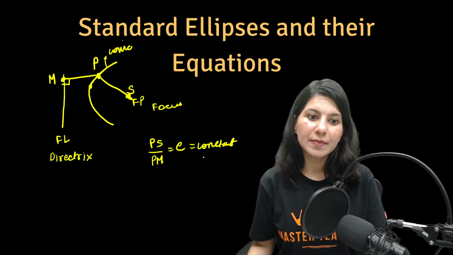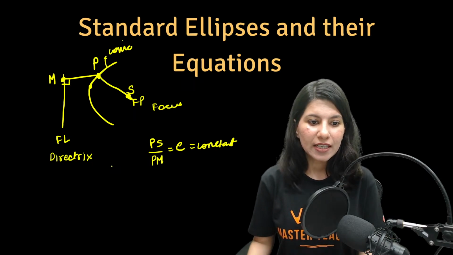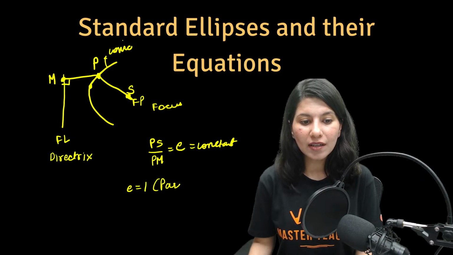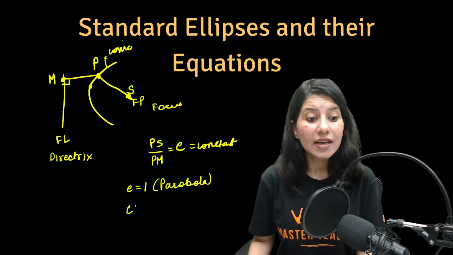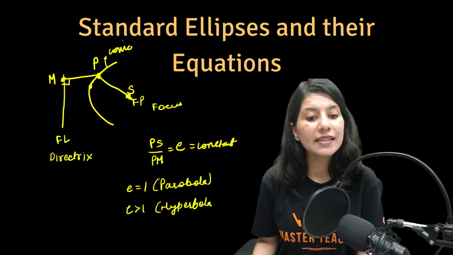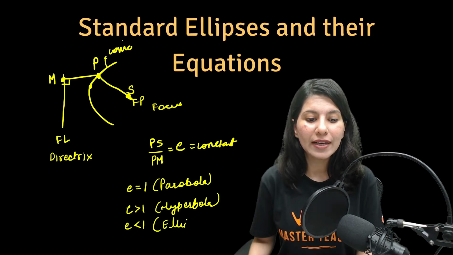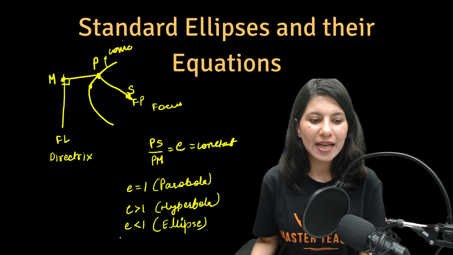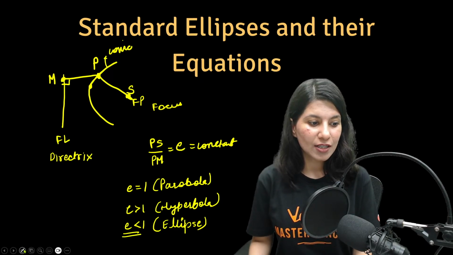PS upon PM is e, that is a constant. Okay, all right. So now this eccentricity, if it is 1, then it is a parabola, that we have already covered in last lecture. Eccentricity greater than 1, then this is a hyperbola, that we are going to cover in next lecture. But eccentricity less than 1 will give you an ellipse, my dear students. So ellipse has eccentricity less than 1. All right, so this is what we have understood from this.